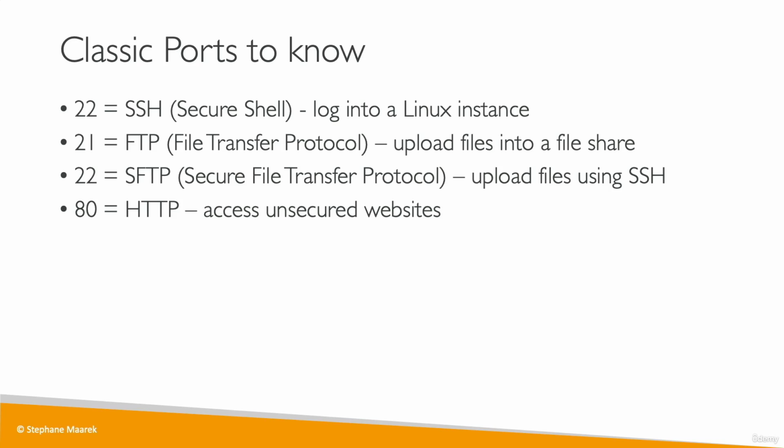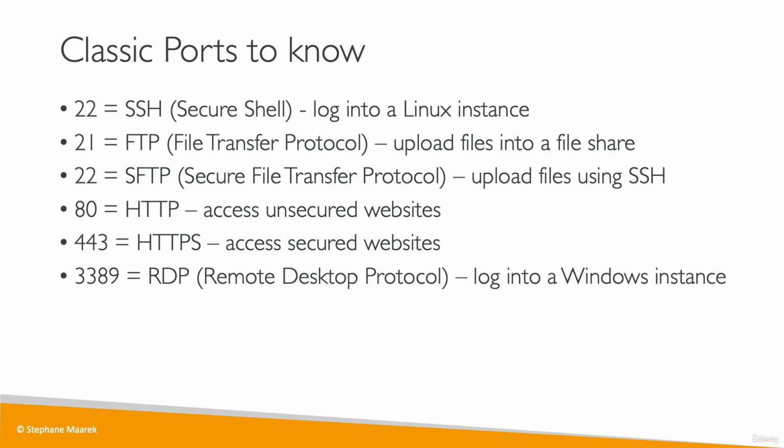You've seen this whenever you go on the internet and enter http:// and then the address of the website. And you've most likely seen a lot more of this: HTTPS, which is to access secured websites, which are the standard nowadays. For HTTPS, it is port 443. Finally, the last port you need to remember is 3389 for RDP, or the Remote Desktop Protocol, which is the port used to log into a Windows instance. So 22 is SSH for a Linux instance, but 3389 is RDP for a Windows instance. Now, this is all the theory about security groups. I will see you in the next lecture for some practice.